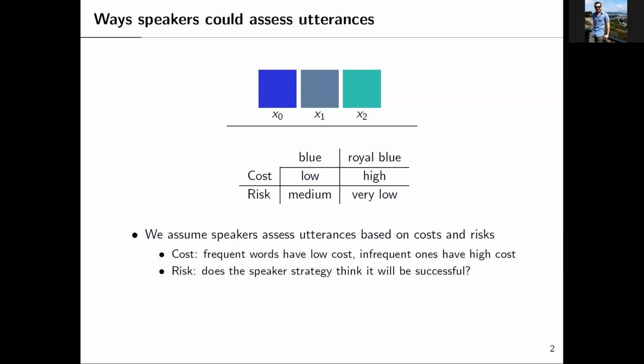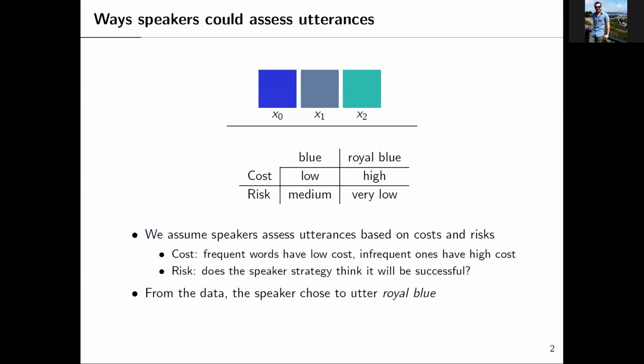Cost is related to how frequent words are. More frequent words have lower costs. Risks, on the other hand, is based on whether the speaker's strategy assesses that the utterance will succeed. Speakers could be using different strategies, but the speaker strategy being considered here assesses that blue is more risky because it could have been confused with the other 2 color patches. With the trade-off between cost and risk, speakers can opt to choose the higher cost utterance, royal blue. And in fact, a human speaker did choose royal blue to describe X0.